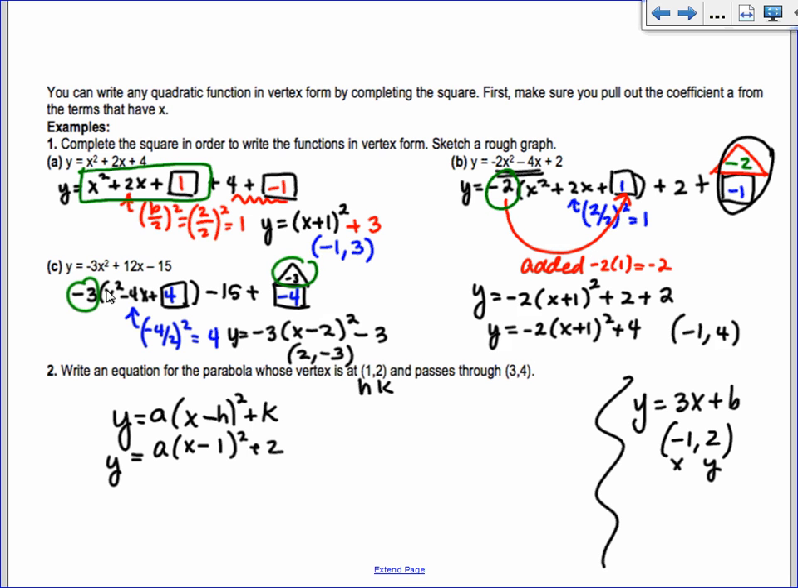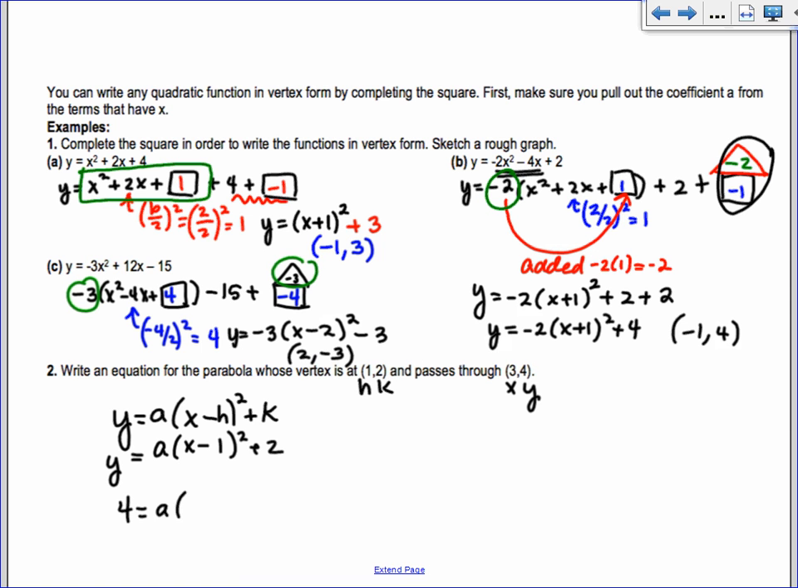We have a parabola. We have a point that the parabola goes through, but we don't know what the a value is. We basically don't know how skinny the parabola is, or if it's facing up or down, really. Okay, so I'm going to plug in my 3, 4 for x and y. So I'm going to have 4 equals a times 3 minus 1 squared plus 2. So I get 4 equals a times 2 squared is 4, plus 2. So I have 4 equals 4a plus 2. I'm going to subtract the 2 over and divide. So you end up getting a equals 2 over 4, which is 1/2.